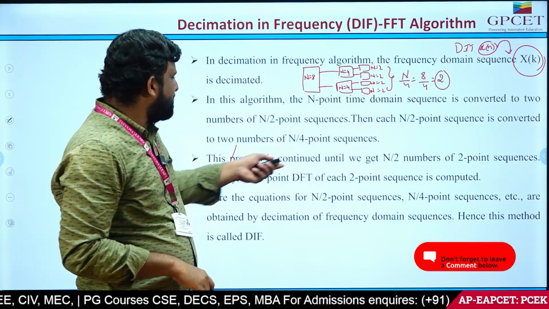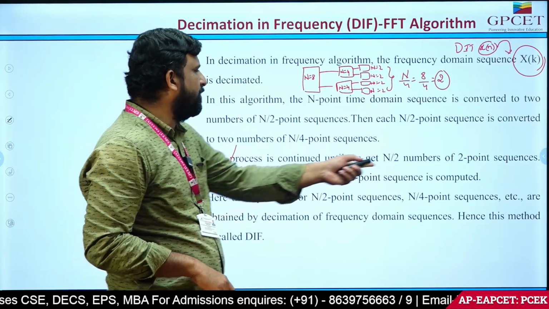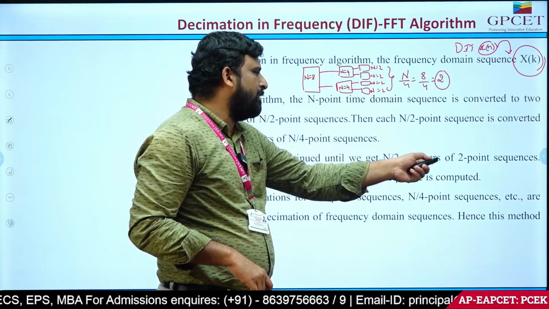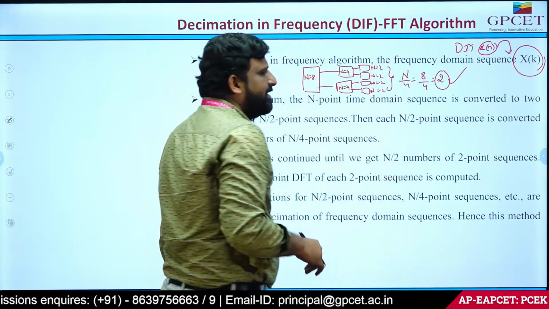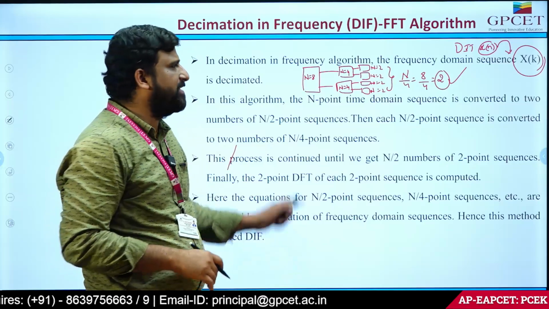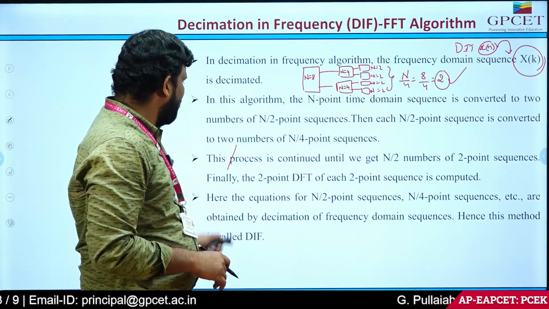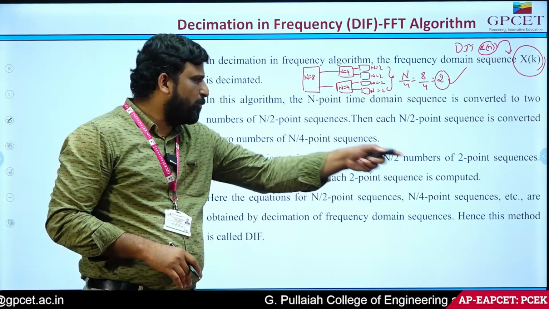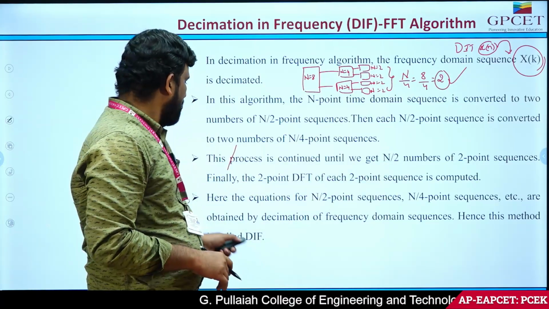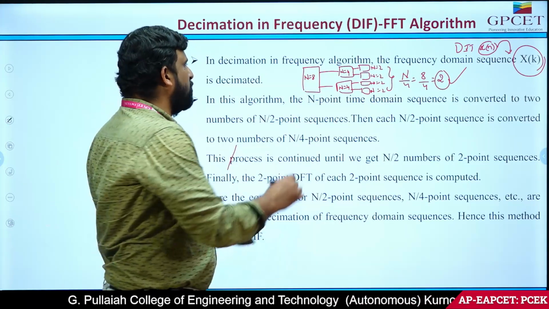Then this process is continued. When will it be continued? It will be continued until we get N by 2 number of 2-point sequences. Until we get 2-point sequences, we are going to subdivide all the main sequences. Finally, the N by 2-point sequences, N by 4-point sequences, etc. are obtained by decimating the frequency domain sequence.